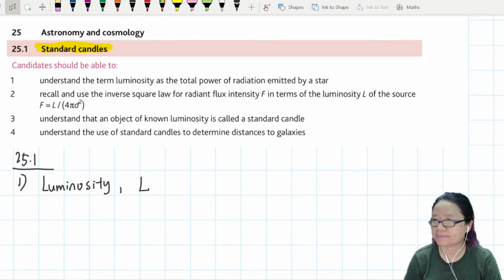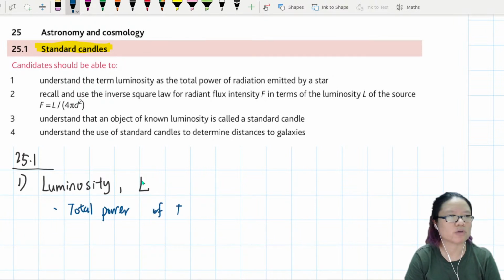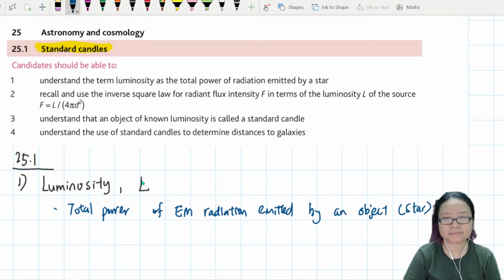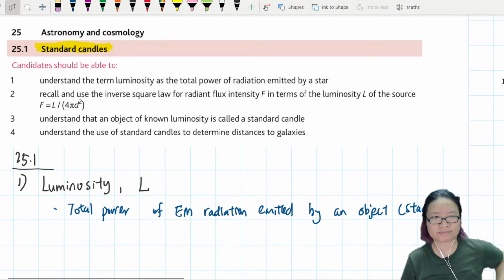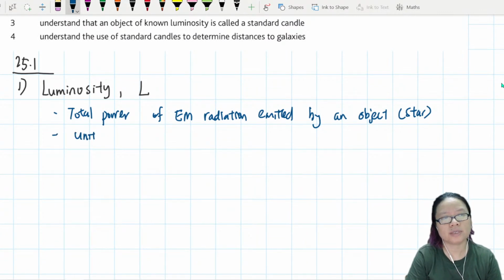L, luminosity. Okay, and this luminosity is defined as the total power radiated of the object, power of electromagnetic radiation emitted by an object. In this case, the object is your star. Because it's astrophysics, you know. So if it's very luminous, very bright, then we can say it has more power. Unit here is obviously watt, W. Okay. All right.